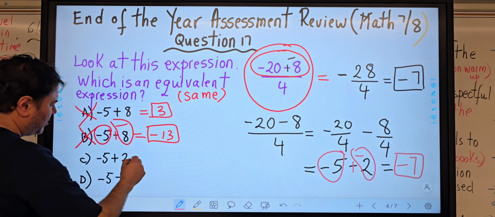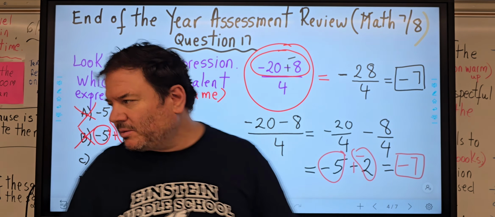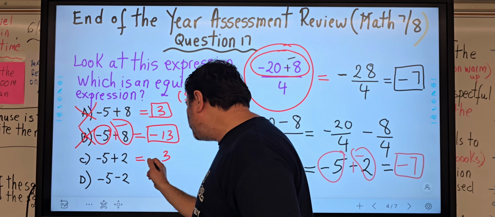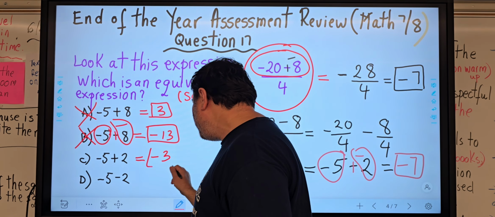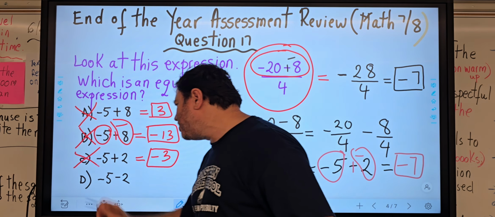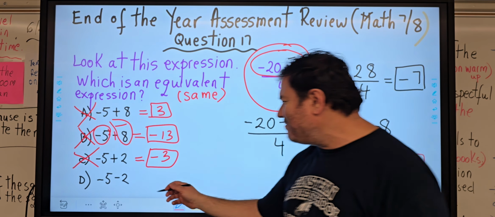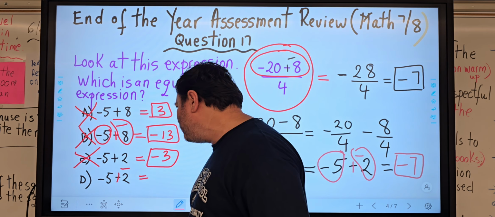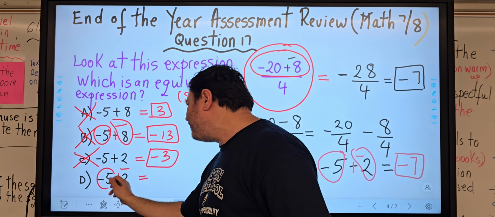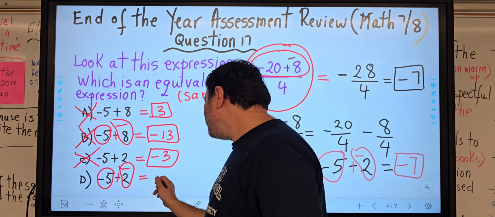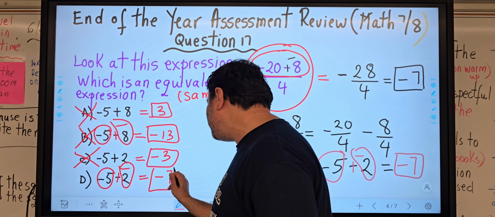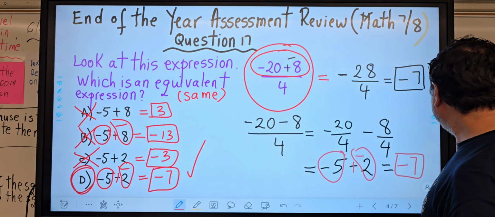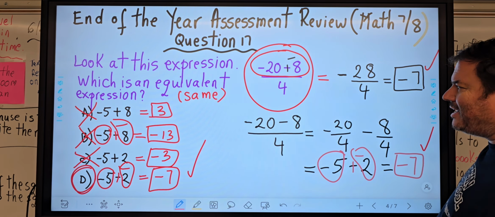Negative 5 plus 2, the same thing, opposite signs, subtract. 5 minus 2 is 3, and take the sign of the larger number, which is 5, negative 3, and this one is also not the answer. And finally, we have negative 5 minus 2, which is the same thing as negative 5 plus negative 2. And here, yes, we get negative 7. And this is the answer because it matches our answer right here. Negative 7, negative 7. That's it.